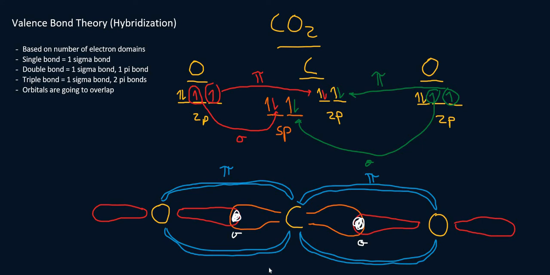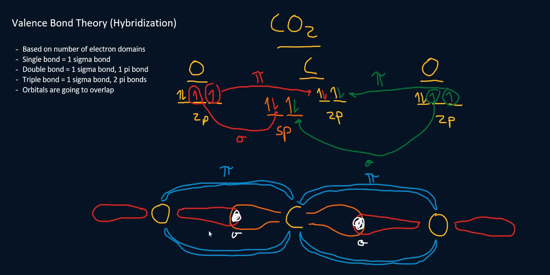The name of the game here is that you want to count your electron domains from your Lewis structure, use that to determine your hybrid structure, your hybrid form. In some cases, that's all you'll need to do. In a few circumstances, you might need to show the overlap, or you might actually have to draw what the molecule looks like based on the bond overlaps. And that's kind of how you would do it.